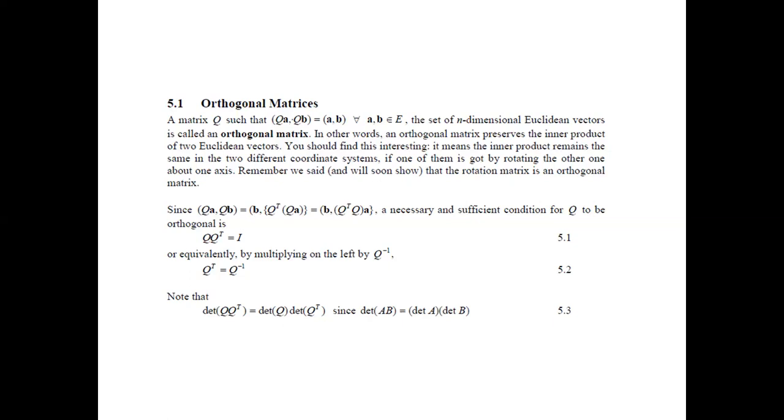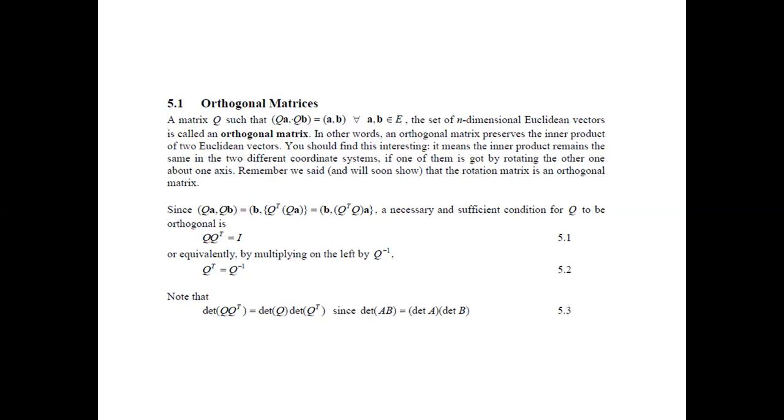It means the inner product remains the same in the two different coordinate systems. This Q could be a transformation from one coordinate system to another, if one of them is got by rotating the other one about one axis. Remember we said, and we shall soon show, that the rotation matrix is an orthogonal matrix. Since the inner product of QA and QB is B transpose Q transpose QA, once Q leaves A and goes to B, it must carry a transpose, and vice versa.